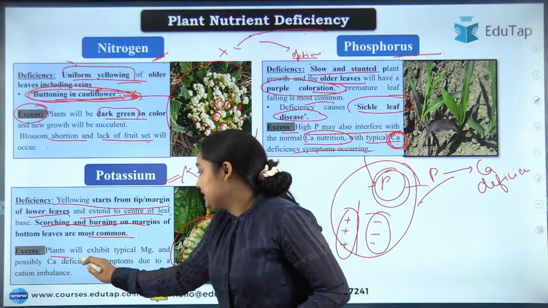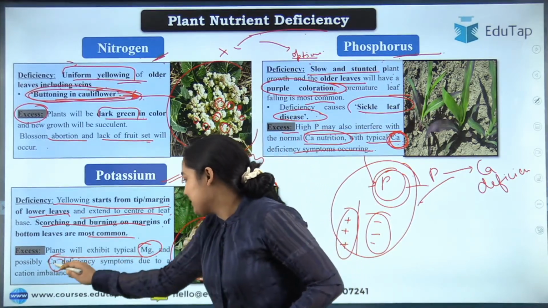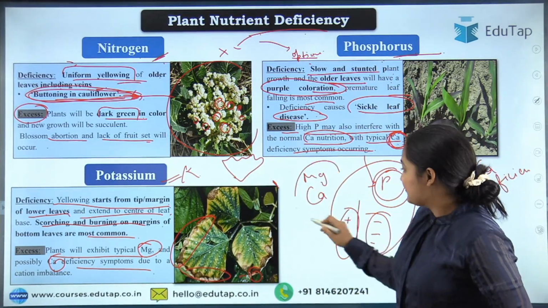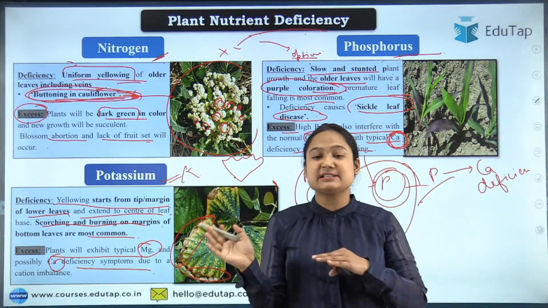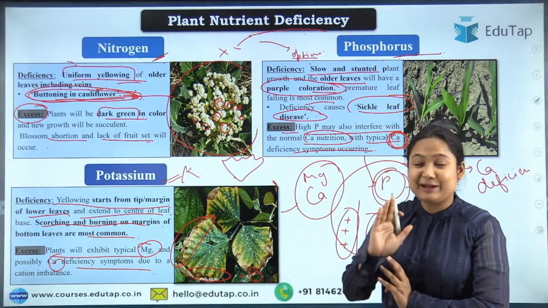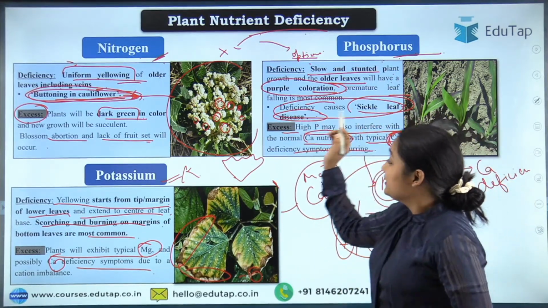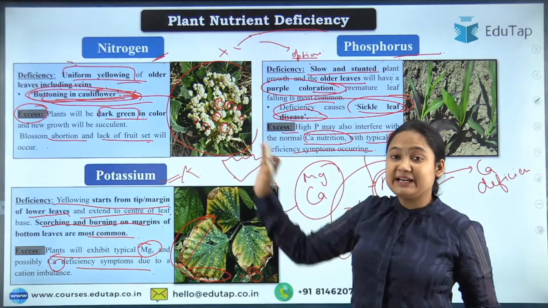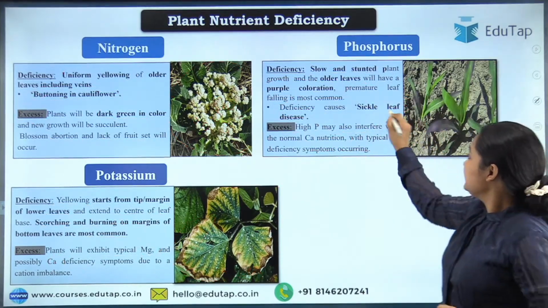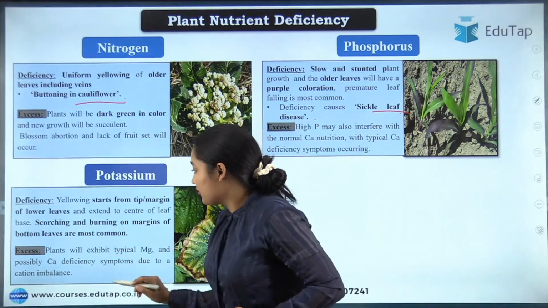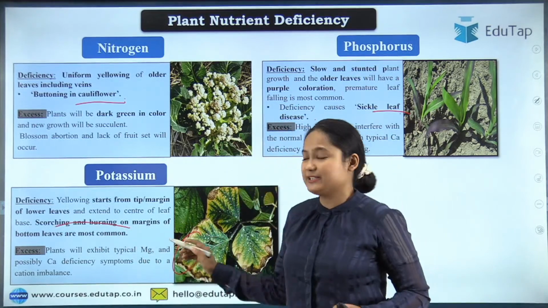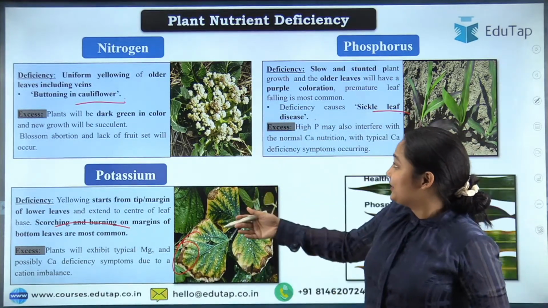Then what will happen if it is in excess? Again, typically magnesium and calcium deficiency symptoms will be there. In this case, magnesium and calcium deficiency is shown in case of an excess amount of potassium. Again, if you don't want to remember the excess, that is okay. But what is important for your NABARD examination is the specific disease for the plant. That is very important, and that is why it is also bolded here. See this, then buttoning of cauliflower is there. So in these two, this is important, and for potassium you can remember scorching and burning at the margin is present.